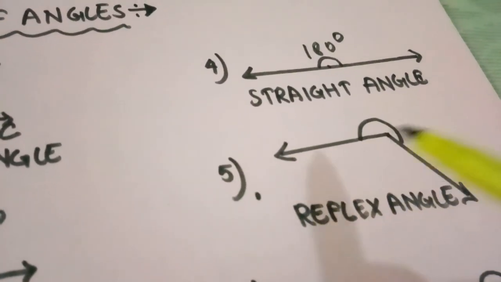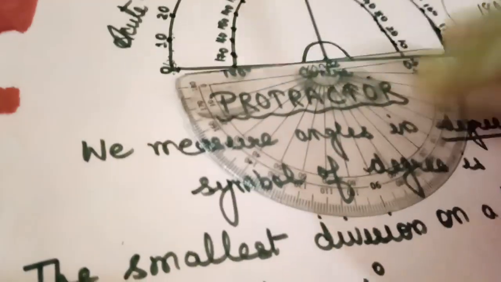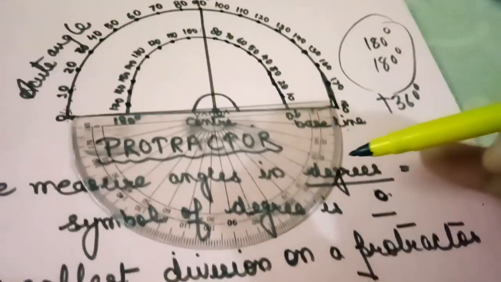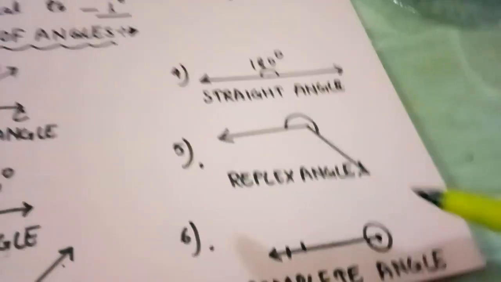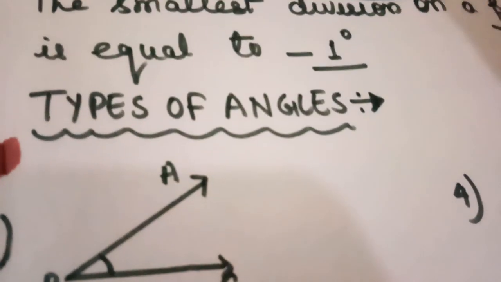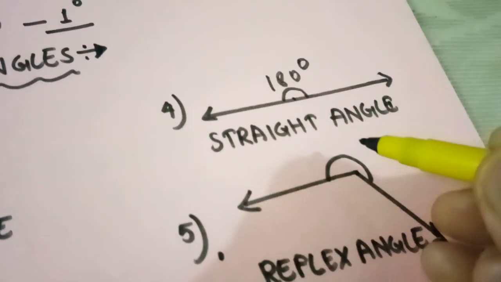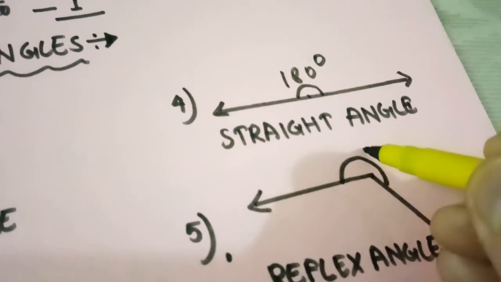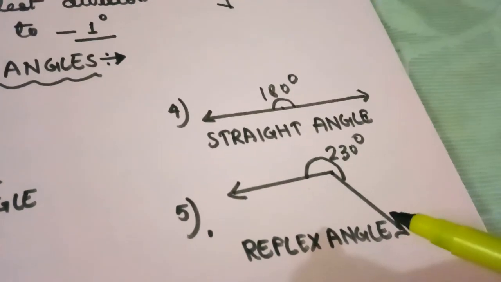Fifth one is reflex angle. Reflex angle means when it completes 0 degree to 180 degree, and another angle you can start upside down. That means after 180, 190, 200, 210, like this you can complete 360 degree. Any angle which lies more than 180 degree and less than 360 degree, they all are known as reflex angle. Here you can see it can be up to 230 degree maybe. So it is a reflex angle, right?